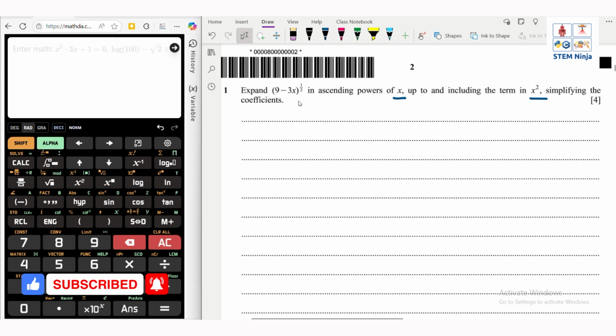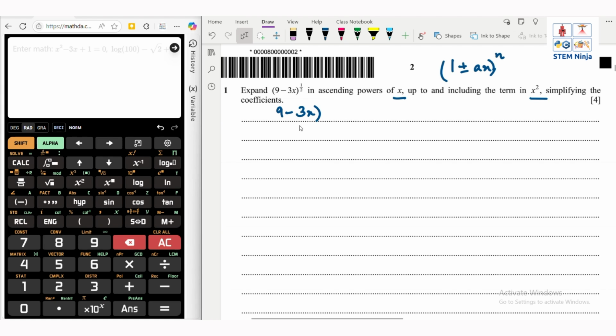Okay, so first off, we need to deal with the 9 minus 3x because we need it in this form. To make it into the 1 minus form over here, we need to factorize the 9 out. We will get 1 minus 1 over 3x. Which means that if this is raised to the power 1 over 2, this entire thing will also be raised to the power 1 over 2. So 9 raised to the power 1 over 2 is basically 3. So 3 times (1 minus 1 over 3x) to the power 1 over 2.